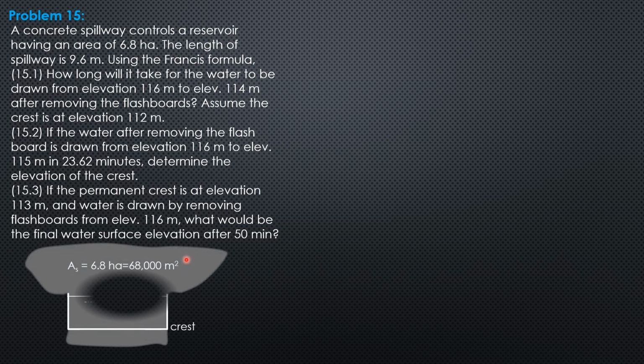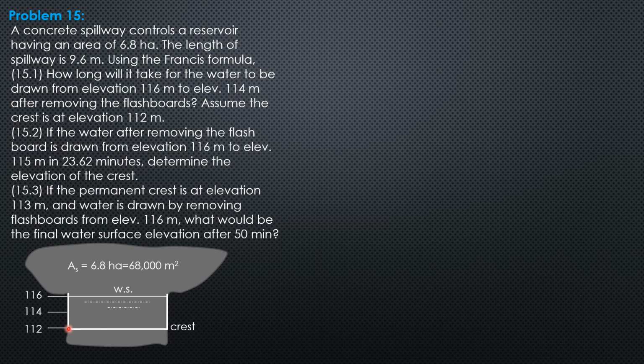So let's draw the situation. We have here the reservoir and the outlet would be this spillway, which is in the shape of a rectangle, which serves as a weir, a rectangular weir. The crest in the first part is at elevation 112 meters. The water surface elevation is initially at 116 meters. So this is at 116 meters. Then for the first question, it should drop to 114 meters. Then the crest is at elevation 112.